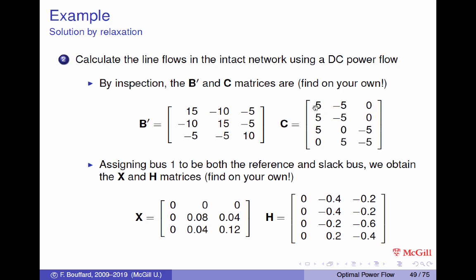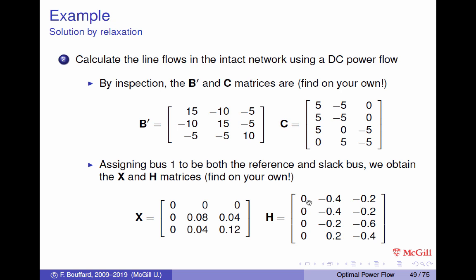And so as you see here, the 5 minus 5, 5 minus 5 refers to line 1, line 2, line 3, and line 4. And we're going to take node 1 to be our reference, the slack. We're going to get the X and H matrices after that. So here, X basically is the inverse of the block 15 minus 5, minus 5 10 over here. And H will be C, the matrix C, times the matrix X.